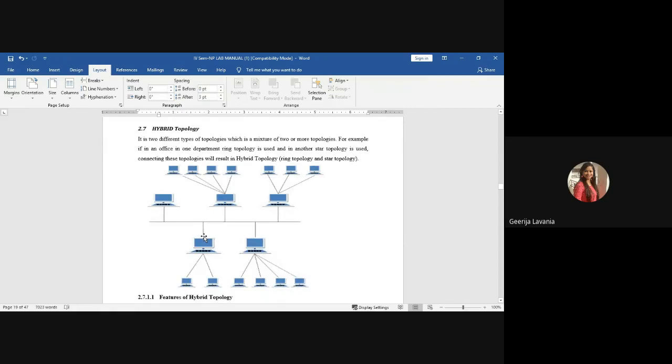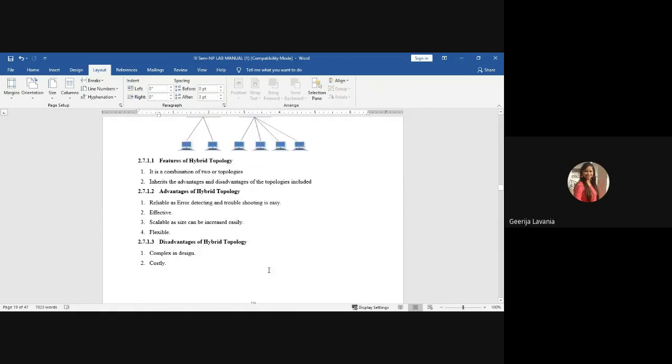Now come to the last one, hybrid topology. It is a mixture of different types of topology, like a mixture of all the topologies. For example, there is an office with departments. In one, ring topology is used, and in another, star topology is used. And these topologies are connected with each other, and that is called the hybrid topology.